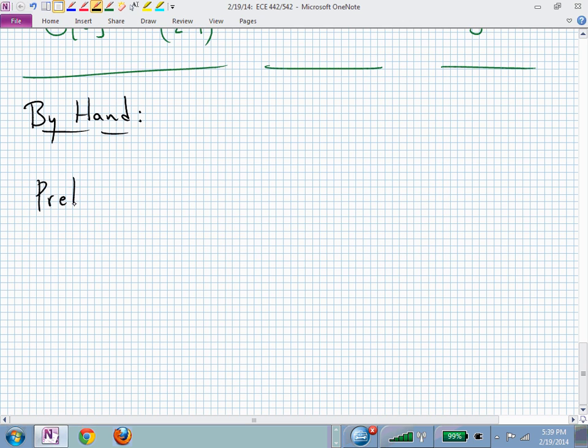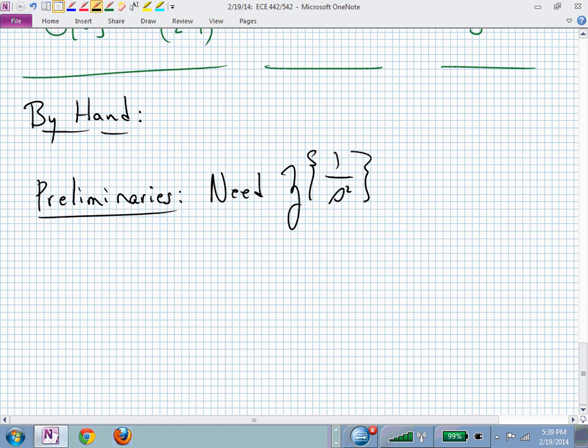And to begin with, we need to do some preliminary work, which is we will need eventually to find the z transform of this 1 over s squared, which we will find to be equal to Tz over z minus 1 squared. And what I want to do is convince ourselves or derive that result. Where does that come from?